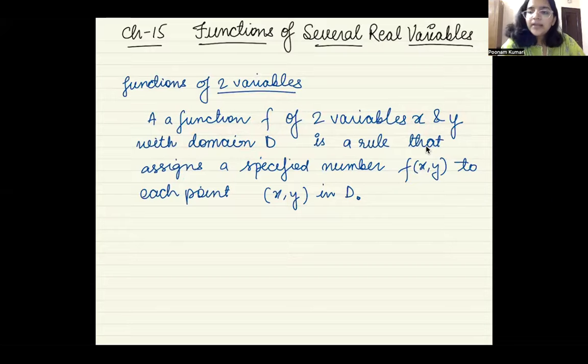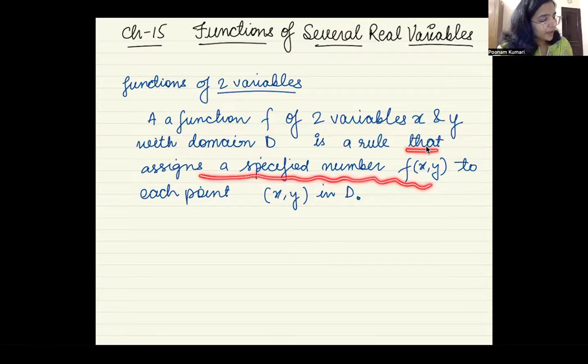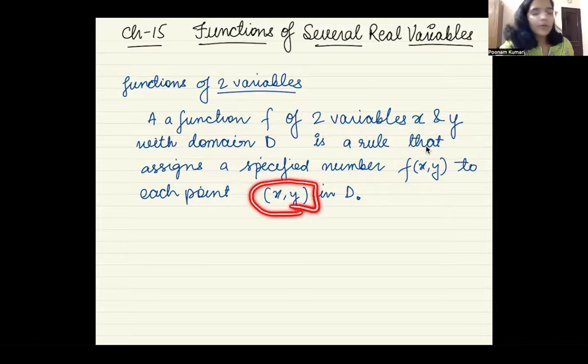What is meant by domain? Domain का मतलब होता है वो सारे possible values जिस पे ये function defined है. Okay? क्या क्या possible x और y की values हो सकती है? That is called domain in a broader sense. So a function f of two variables x, y जिसकी domain है D. What is that function? That function is a rule. वो एक rule है. कैसा rule है? What kind of a rule it is? It is a rule that assigns a specified number. So it assigns a number which is f(x, y) to each point x, y in domain.